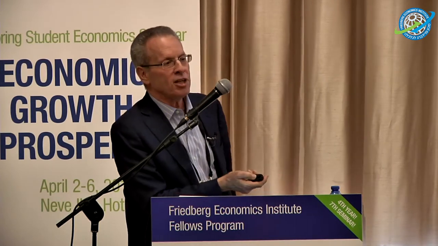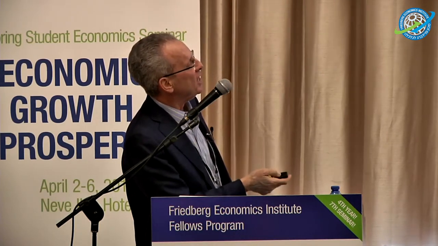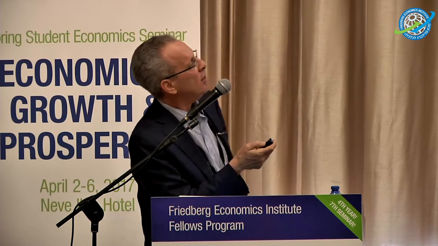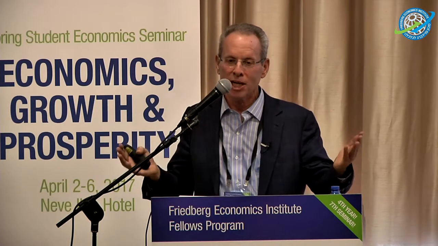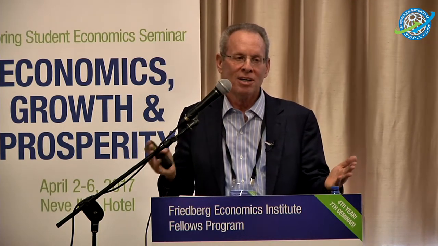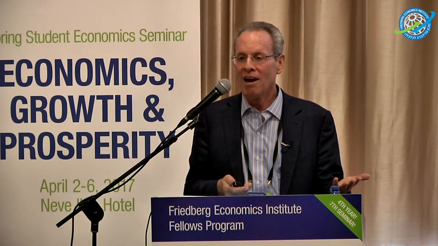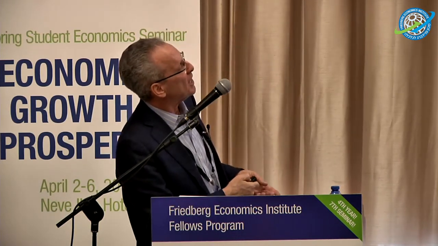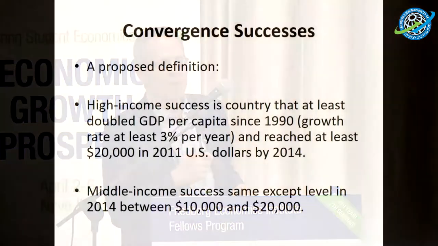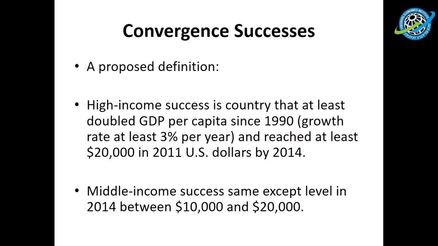So this was a particular definition I adopted. It applies since 1990. So I looked at the countries that have grown at least 3% per year per capita from 1990 until 2014. So keep in mind the average per capita growth rate across this whole sample is about 2% per capita. So 3% is substantially above that average. All right, so I looked at countries that managed to sustain that for a period of 24 years, and which also achieved a certain level that you would think about as being either middle or upper income. So I thought about middle income as being real per capita GDP of 10,000, and upper as 20,000.